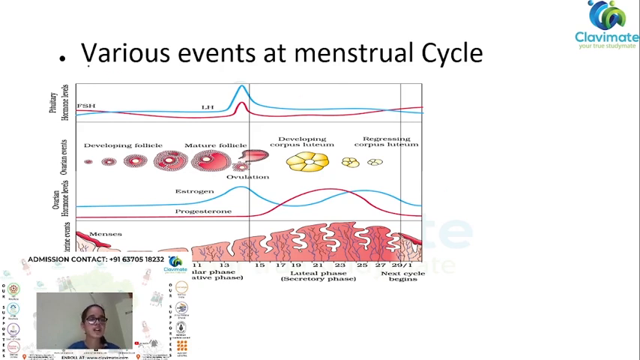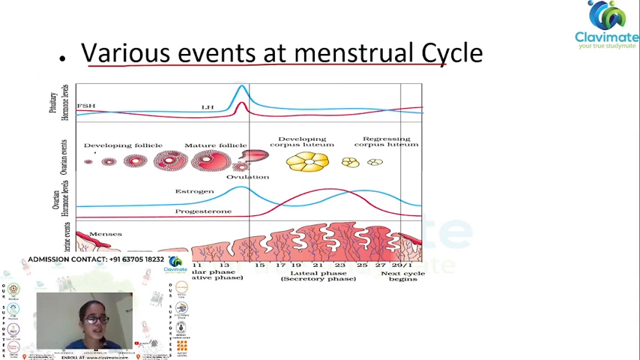So, coming to the various events of the menstrual cycle. During the first day, when you are having a menstrual cycle, that will be up to 1 to 3 or 4 days. At that time, the developing of the follicle begins. As for the ovarian events, as the ova did not fertilize, you're going to have a menstrual cycle.